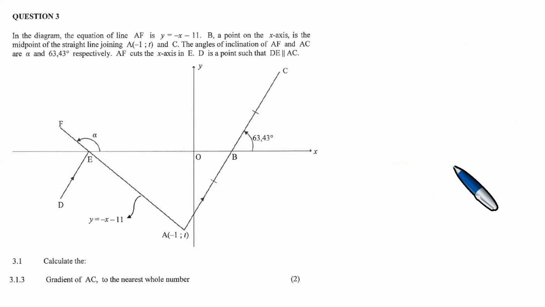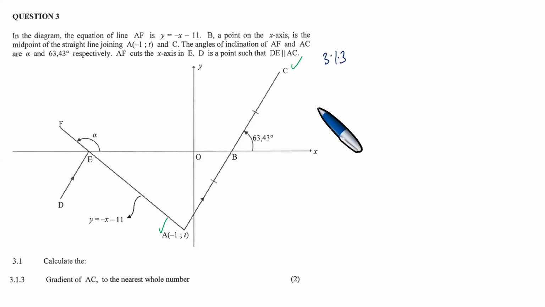Right. We need to find the gradient of AC to the nearest whole number. During the discussion, you don't really write everything, and it's only when I ask you to try something that you can try. What is the gradient of AC? Where is A? This is A, and that is C. So clearly we can find the gradient of AC. So we're looking at 3.1.3.